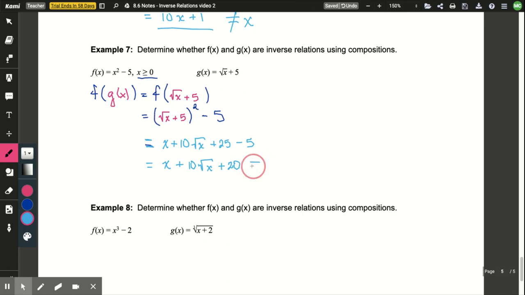Once again, this did not turn out to be just an x. So therefore, these two are also not inverse functions.